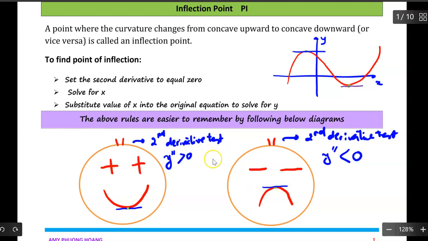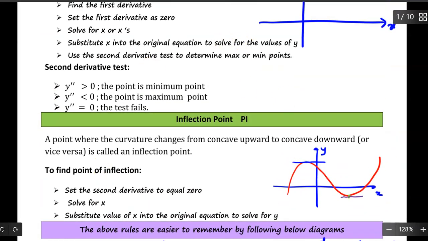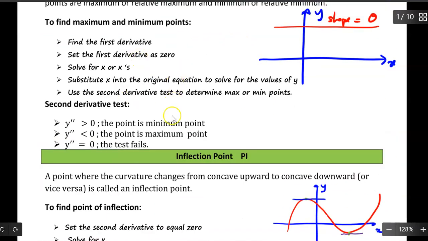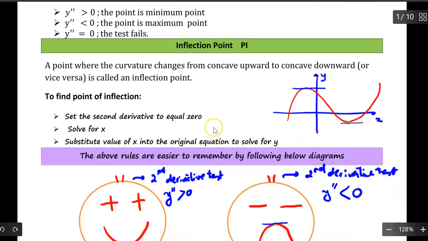Alright, okay, so I hope we put a little bit of fun into mathematics, and it's easy to remember this smiley face, and it's easy to remember this sad face, and then we don't have to memorize all of these rules that are set above here for us. Alright, okay, so let's get on with our example.